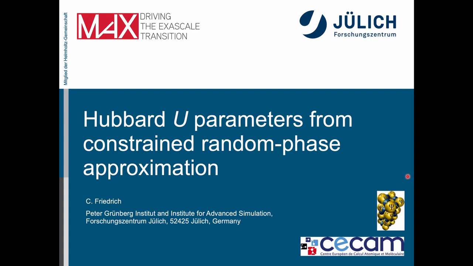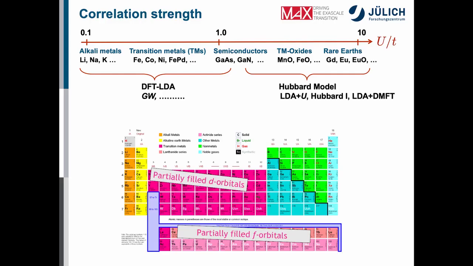My second talk today is about the Hubbard U parameters and how they can be calculated from first principles using a method called constrained random phase approximation. Why would you be interested in it?